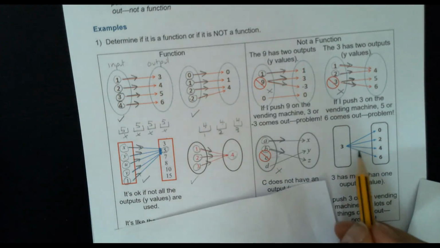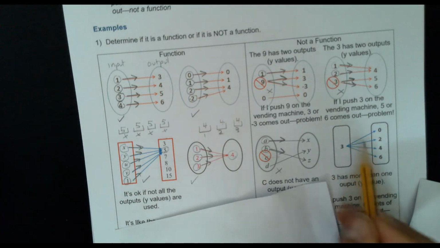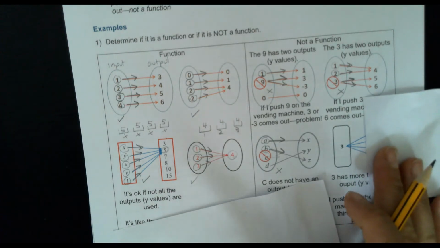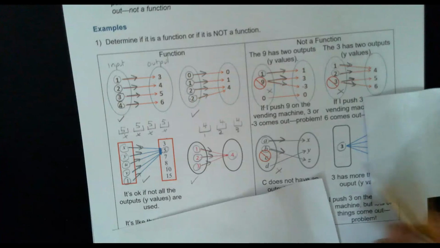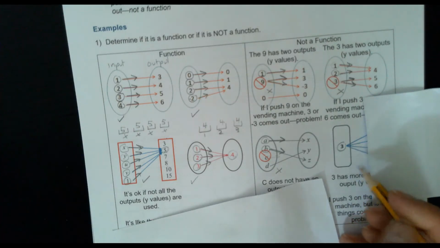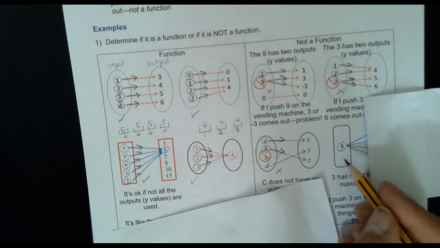Okay, let's look at the last one here. Oh, that looks weird. I'm confused. But it's okay. Cover up the output. If I push 3 on the vending machine, 4 things come out. That's a problem. It means the vending machine is broken.